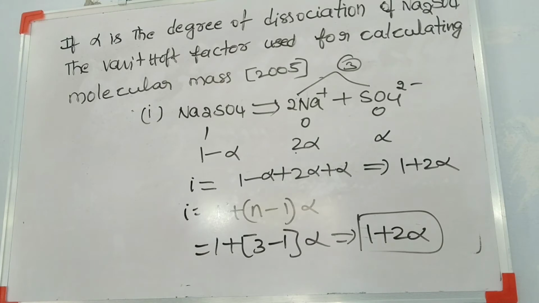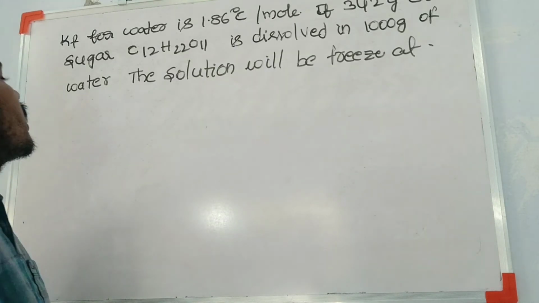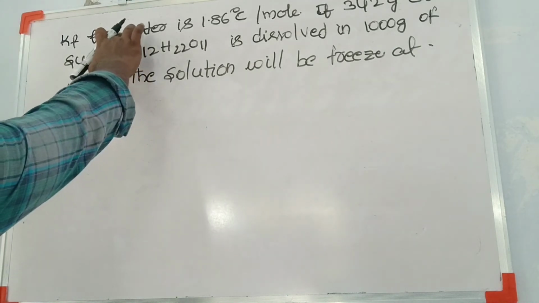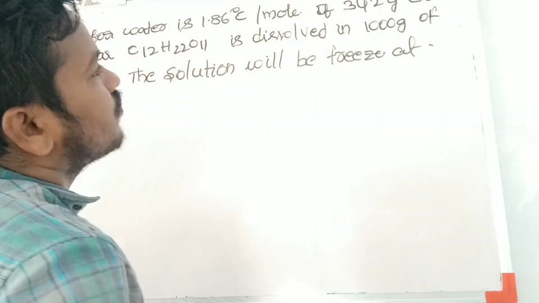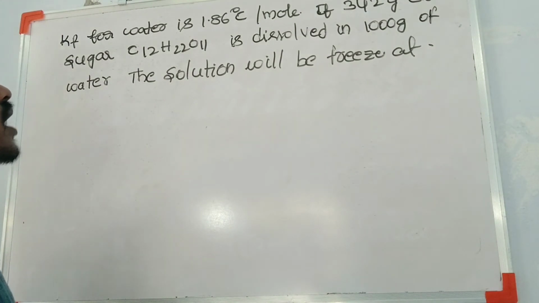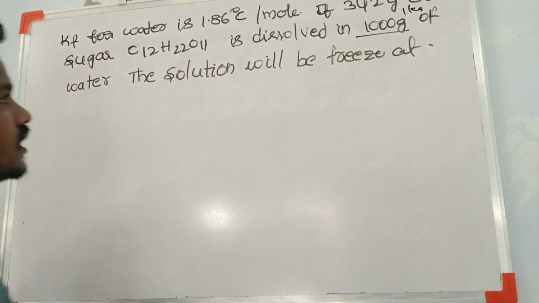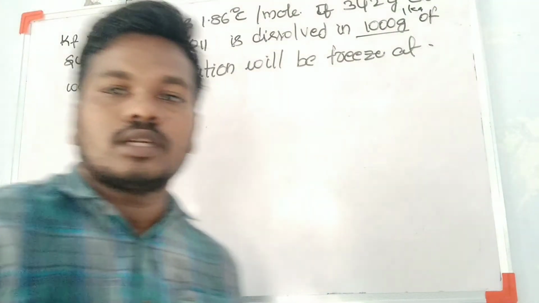So next question, if you see. Kf for water is 1.86 degrees Celsius per molal. That means the molal freezing point constant for water is 1.86. If 342 grams of cane sugar is dissolved in 1000 grams, that means 1 kg of water, the solution will freeze at what point?